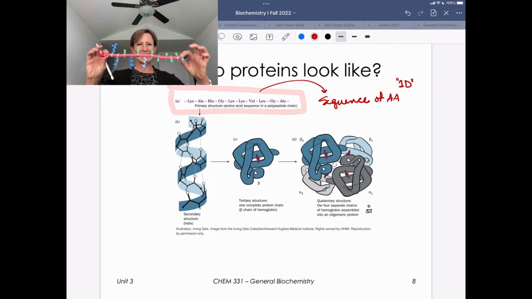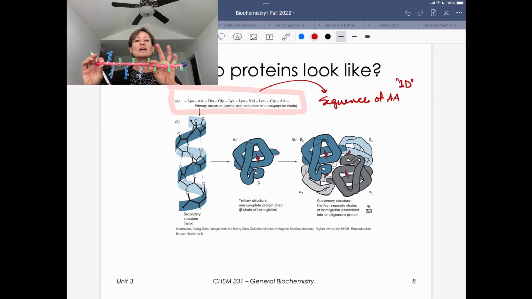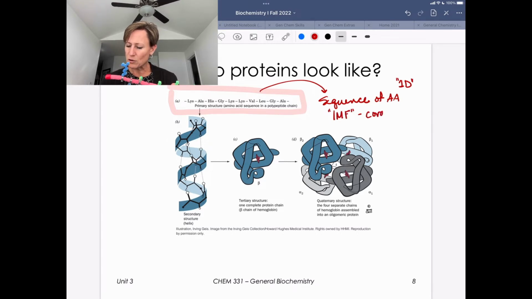So here's a little peptide here. When we think about primary structure, again, that's the structure of the sequence, really, of amino acids. Even though it's called a structure, it really just represents the sequence of amino acids. It's held together by peptide bonds. So again, the intermolecular force is really an intramolecular force. So I'm going to put this in kind of quotes here, the intermolecular force is really that covalent bond. It's a peptide bond.